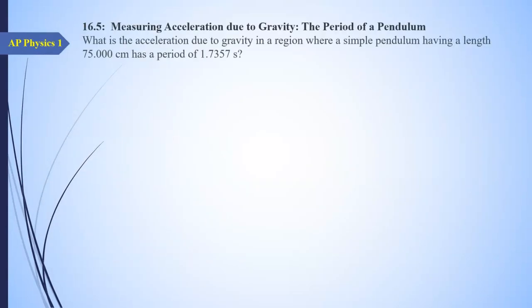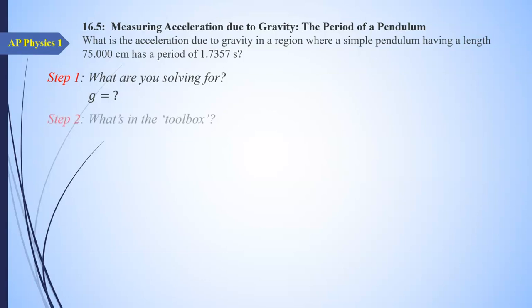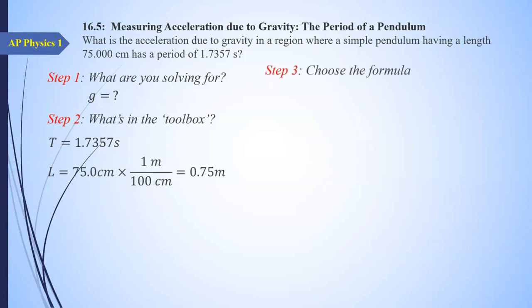So what is the acceleration due to gravity in a region where a simple pendulum having a length of 75 centimeters has a period of 1.7357 seconds? So what are we solving for? Gravitational acceleration. It's the only acceleration that the pendulum is experiencing. So we're using basically this experiment to determine the gravitational acceleration. So what's in the toolbox? You have a period given there. You have the length in centimeters, which you convert to meters, 0.75 meters.